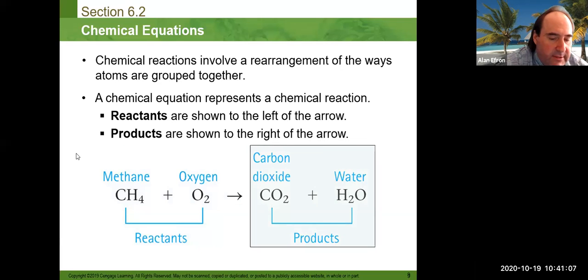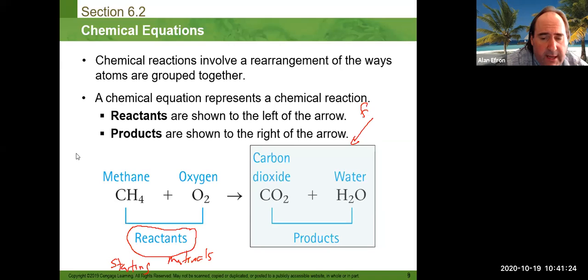And there's really two sides to a reaction or an equation. First side is the reactants, and those are pretty much your starting materials. So those are your starting materials in a chemical reaction. And then on the right-hand side of the arrow, those are our products. And those are obviously what has been formed as a result of your chemical reaction taking place.